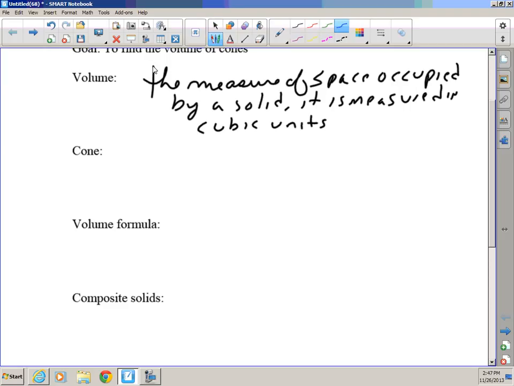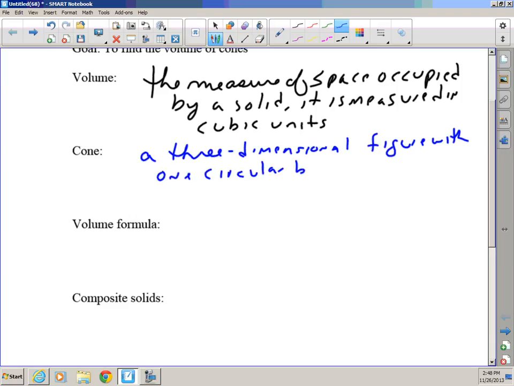Now, a cone, and very simple, just thinking of an ice cream cone, is a three-dimensional figure with one circular base connected by a curved surface to a single vertex.